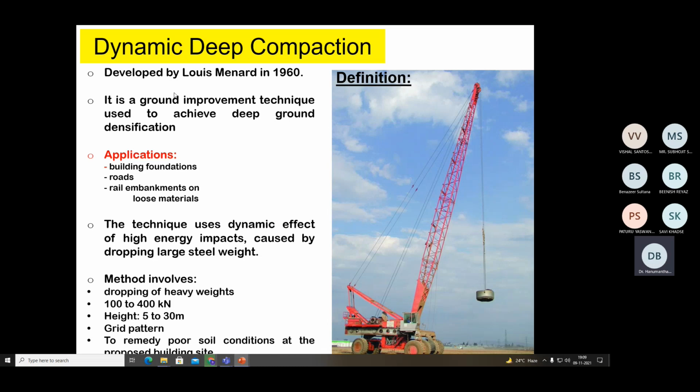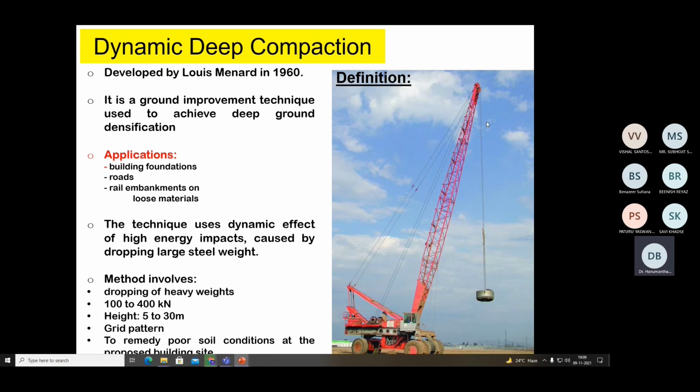The technique was developed by Louis Menard in the year 1960. So it is one of the ground improvement techniques to achieve deep ground densification. So wherever the site where you are envisioning construction of a building or a road or an embankment or a very heavy structure, especially on granular soil, not cohesive soil, there you can use deep dynamic compaction. The technique uses the dynamic effect of high energy impacts caused by dropping a large steel weight.